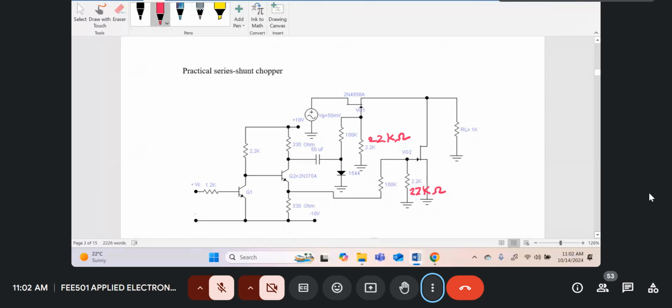So this Q1 and Q2 forms our antiphase circuit. All it does is provide two voltages which are 180 degrees out of phase, so that when one signal is going up, the other signal is going down.